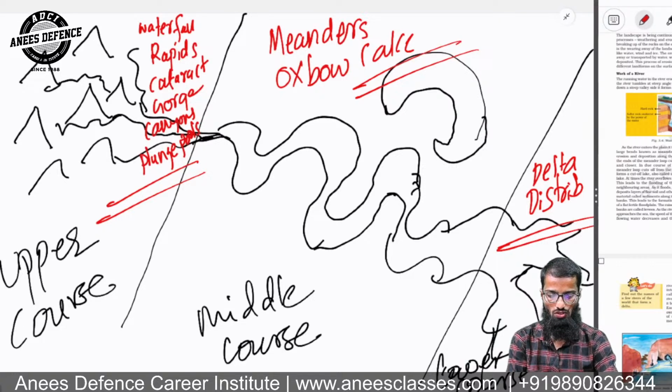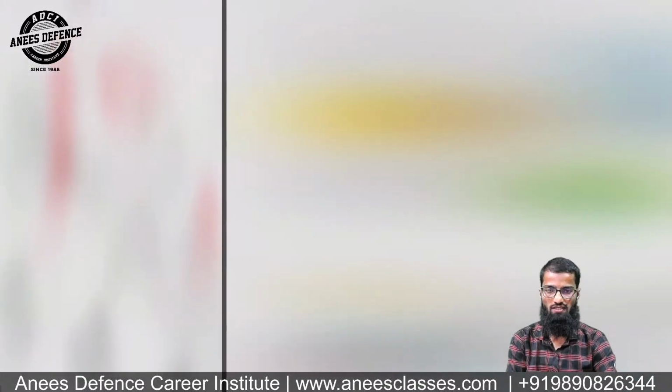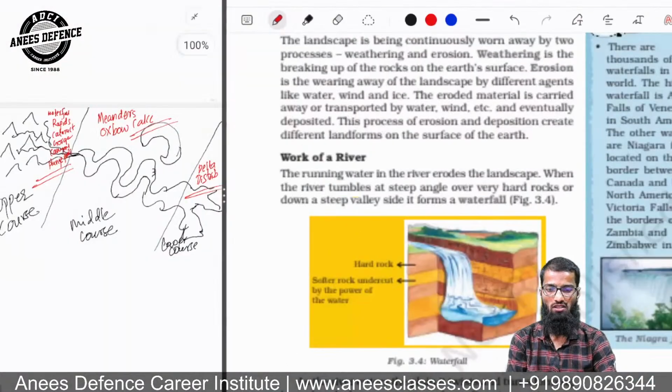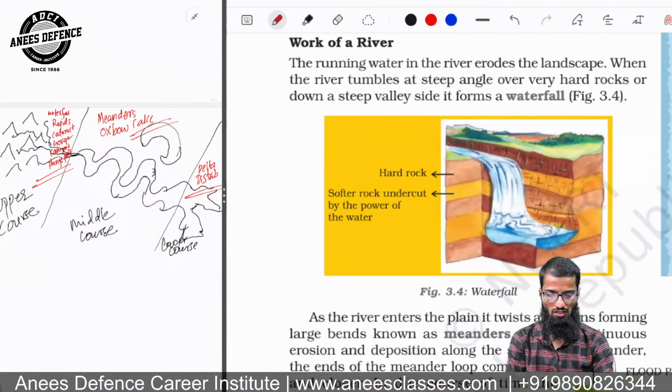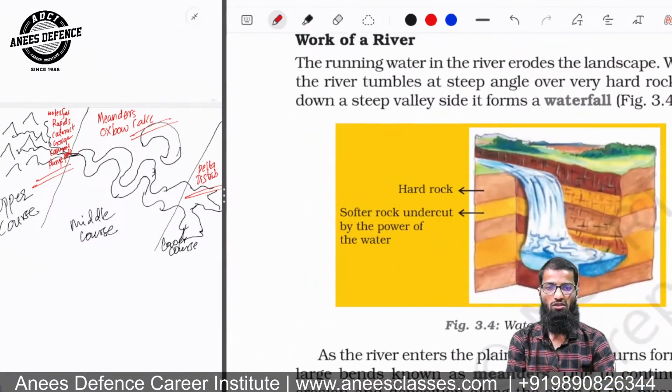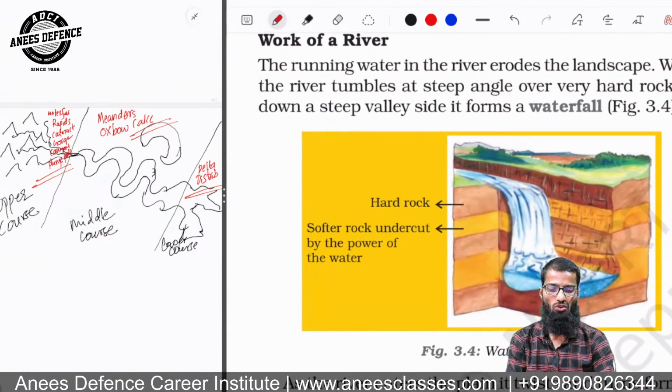So this was about the work of a river. You can see on your screen, we will read out the text from the book. The running water in the river erodes the landscape. We'll study erosion and deposition. Erosion happens due to the work of water, because it has kinetic energy. When it flows over the surface of the land, it creates some features or landforms.